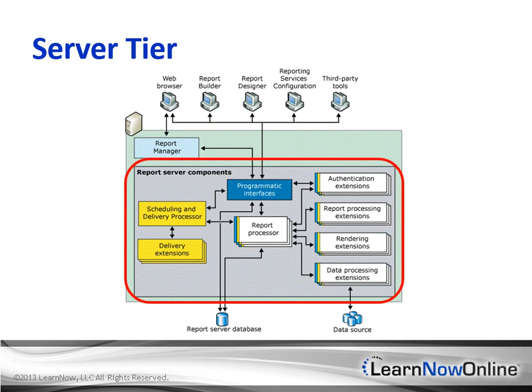The second primary processor component is the scheduling and delivery processor. This component responds to all requests for scheduled events, things like snapshots and subscriptions. Scheduling is performed through SQL agent jobs that are created when the user creates a snapshot or a subscription request. When SQL agent generates a report request through a scheduled item, the scheduling and delivery processor forwards the request to the report processor to generate the report, which is then sent to the scheduling and delivery processor to deliver the report as requested by the user.